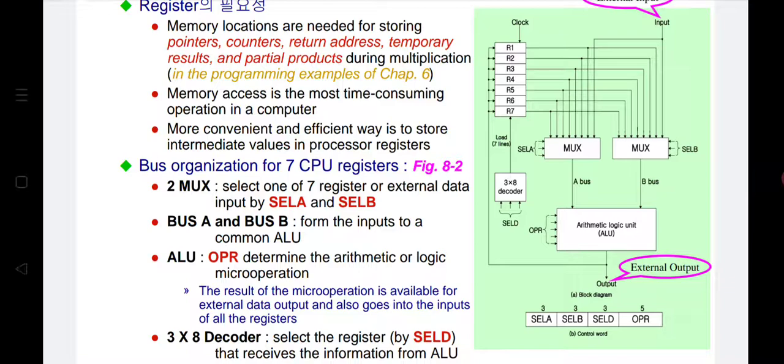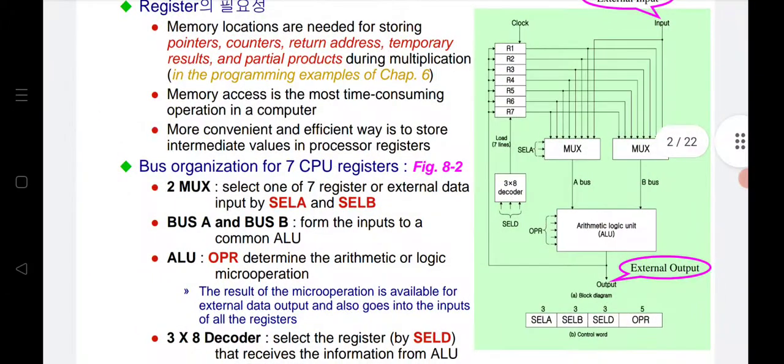Bus A and bus B form the inputs to the common ALU. The ALU will perform the arithmetic and logical micro operations based upon your OPR, which is your operation selection. The result of this micro operation is available for the external data output and also goes into the inputs of all the registers. So this external output data will be written back to the registers. All the registers will store these results.